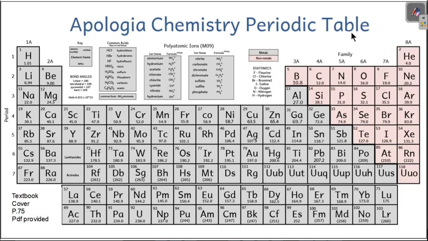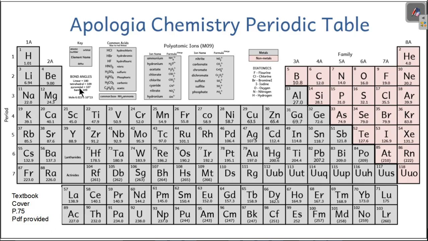Please make sure to have a photocopy of the periodic table ready in a couple of weeks. A tiny bit more than a couple of weeks, because we're going to go over the periodic table in Module 3, and then you're going to start using it. You can find a periodic table on the front cover of your textbook, and you can also find it on page 75. I will provide you a PDF as well.